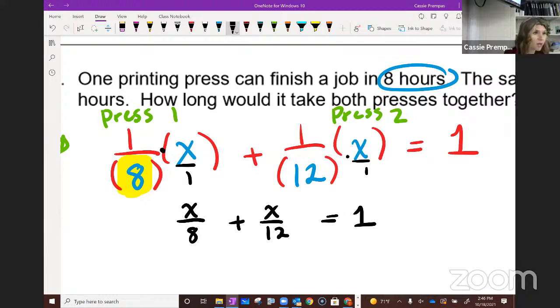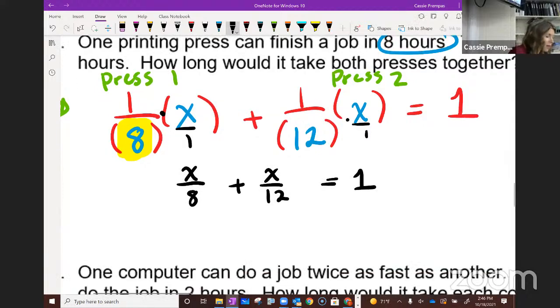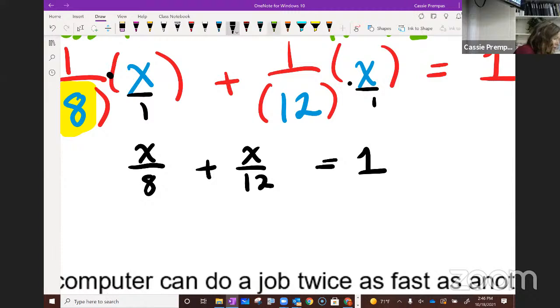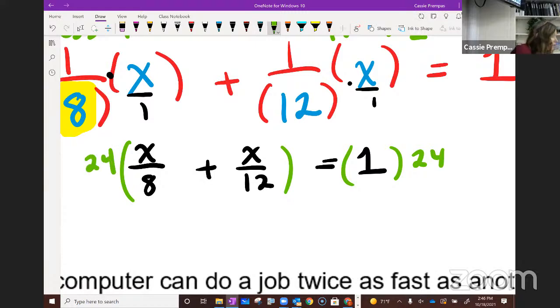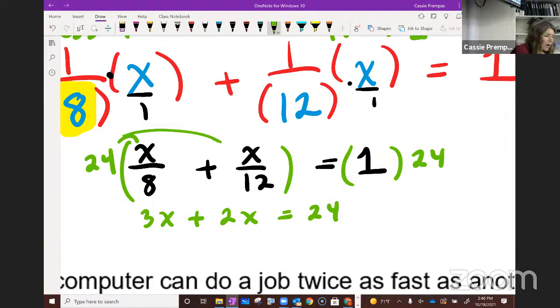Now the most efficient method for solving this equation is to multiply by the least common denominator. Yes, the least common denominator, well done, is 24. So I'm going to distribute that to both sides. I'll distribute this in and this in. 8 goes into 24 how many times? 3. So I have 3x plus 12 goes into 24 how many times? Twice. So 2x is equal to 24. Add those together. 3x plus 2x is 5x.